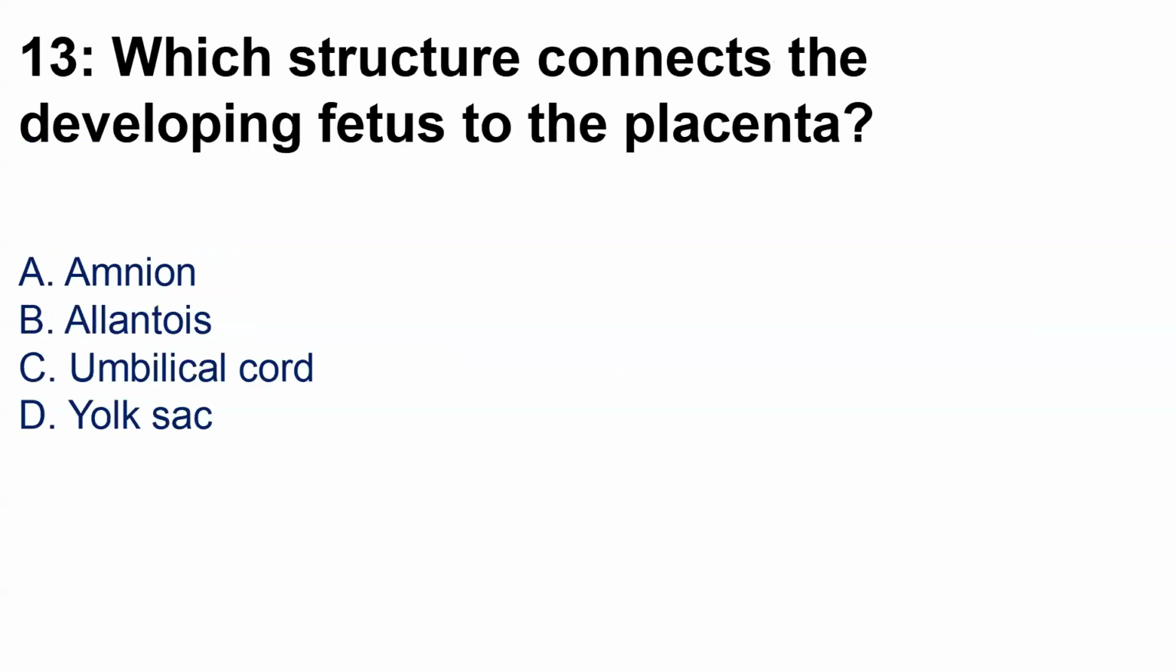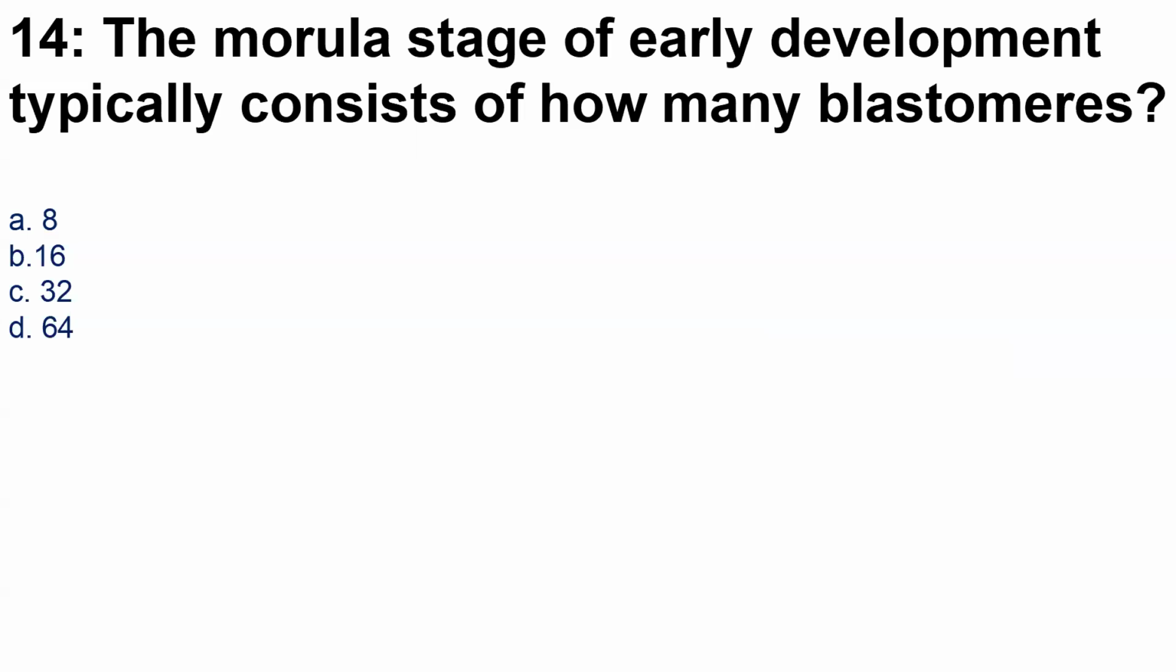Question 13. Which structure connects the developing fetus to the placenta? A. Amnion, B. Allantois, C. Umbilical cord, D. Yolk sac. The answer is C. Umbilical cord.